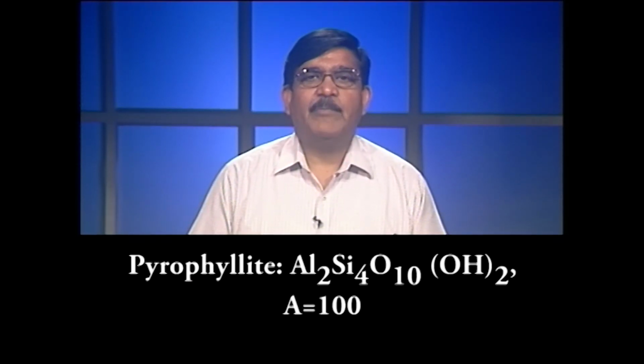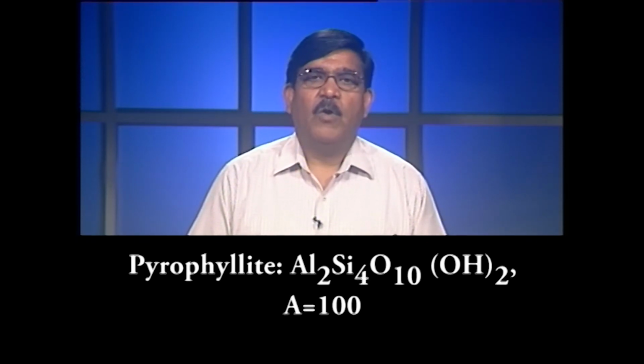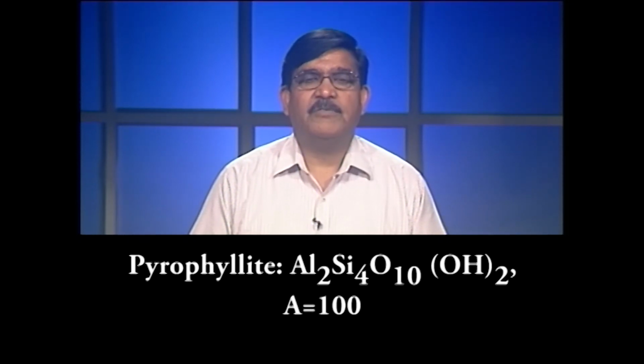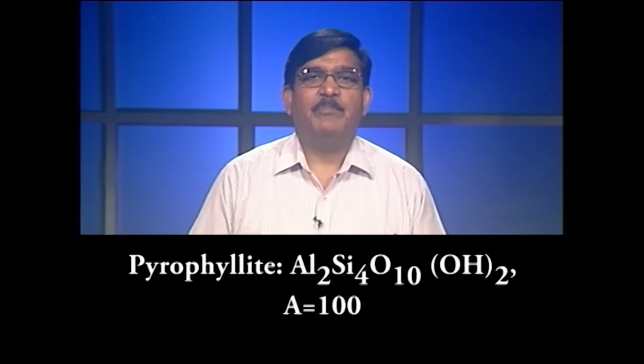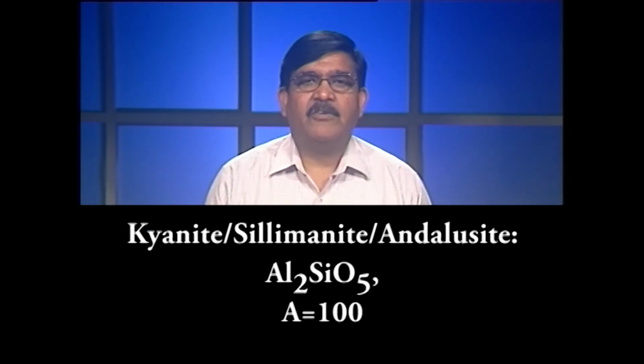The next formula is pyrophyllite. The chemical formula of pyrophyllite is Al2Si4O10(OH)2. Therefore, the value of A equal to 100% because in pyrophyllite there is no Fe, FeO or MgO or CaO. The next formula is kyanite or sillimanite or andalusite. The chemical formula is Al2SiO5 where the value of A equal to 100% and C and F equal to 0.